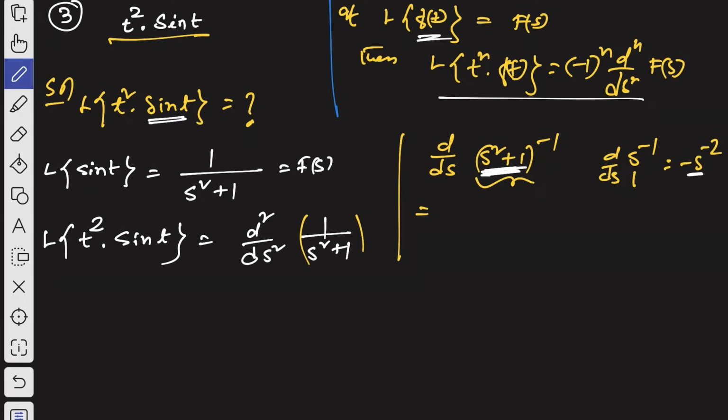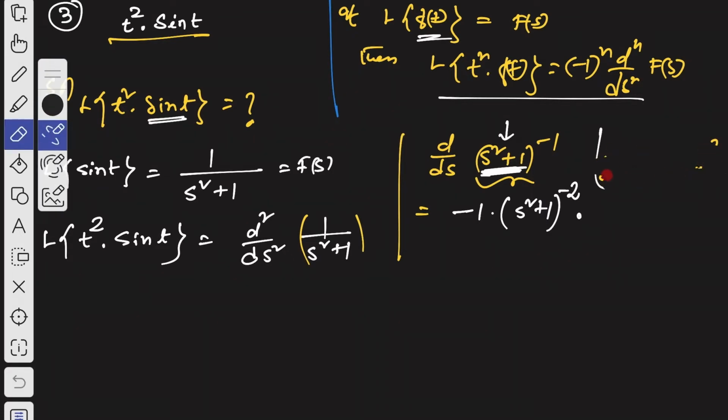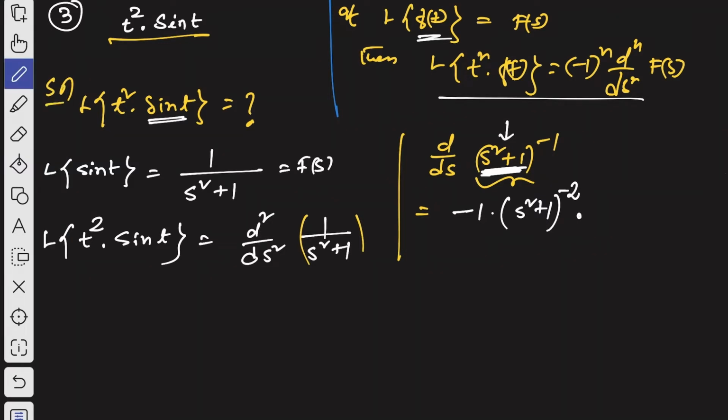So what you will get, if you differentiate it once, is minus 1 into (s square plus 1) whole to the power minus 2, into the derivative of the inner term. If you had s, then you're supposed to get minus s to the power minus 2. Instead of s we have s square plus 1. If you differentiate s square plus 1, its derivative gives you twice s, right? So that's why it gives you minus 2s over (s square plus 1) whole square. That's what you will get.